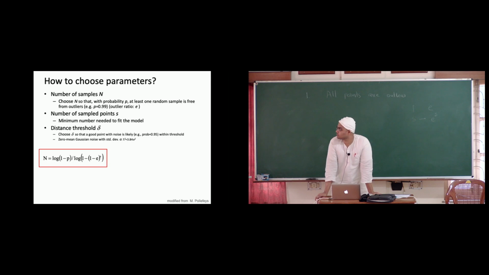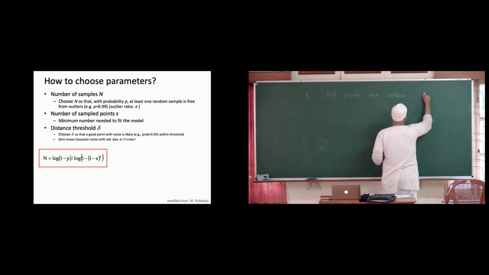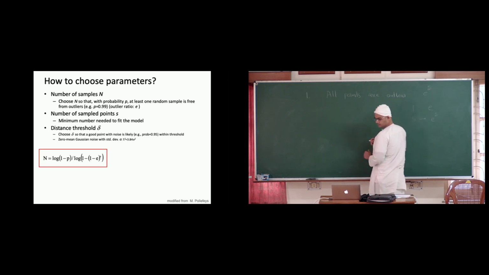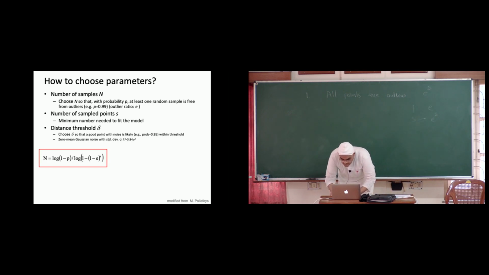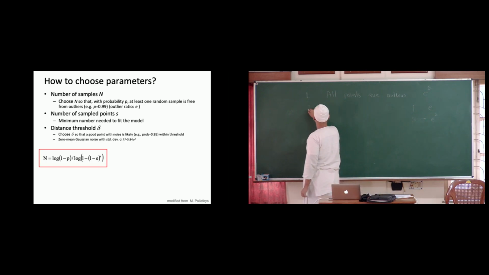Sampling 2 points. Here S is 2, yes. You should have another formula. So you take one sample E, so if you take S samples, all points are outliers, what is the probability? E to the power S.